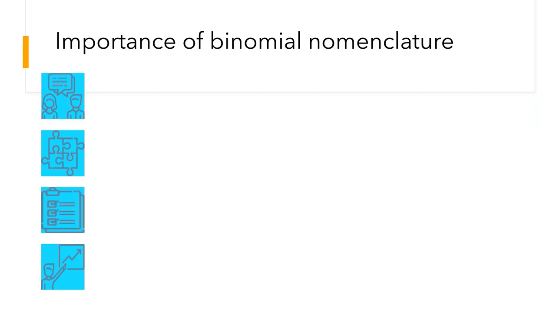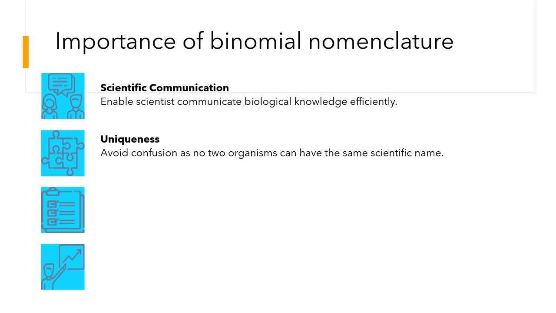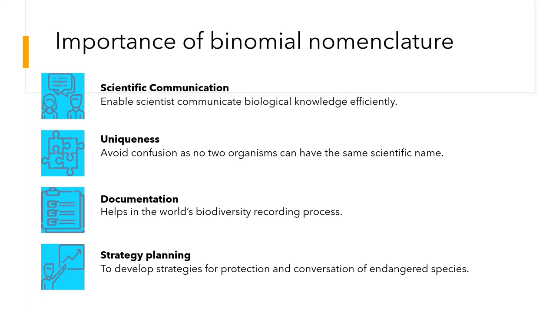The importance of binomial nomenclature for the scientific communication is that it enables scientists to communicate biological knowledge efficiently to avoid confusion, as no two organisms can have the same scientific name. Documentation helps in the world's biodiversity recording process. The last one is to develop strategies for protection and conservation of endangered species.